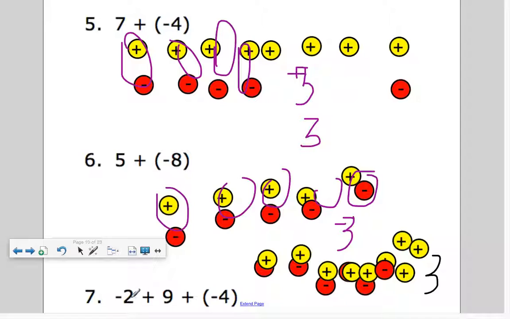Let's see if I can do it mentally in my head. Could you, using commutative associative property, have combined -2 with -4? If I have 2 negatives and I mix it up with 4 more negatives, I have 6 negatives. And I put it together with 9 positives. Do I have more positive? Yes, by 3. Or you could do, I have 2 negatives and I mix it with 9 positives, I have 7 positives. And I mix it with 4 negatives, I still have a net of 3 positives.